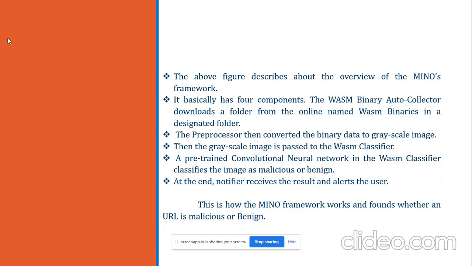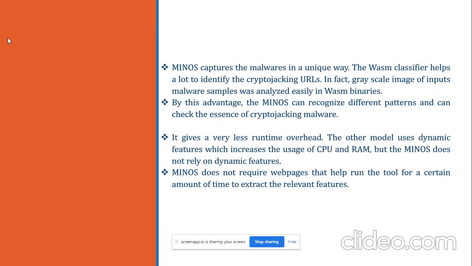Here is the explanation of the diagram given. This is how the Minus framework works to tell whether the URL is benign or malicious. Minus captures the malware in a unique way. The VASP classifier helps a lot to identify the cryptojacking URLs. In fact, the grayscale image of the input malware samples was analyzed in the VASP binaries.